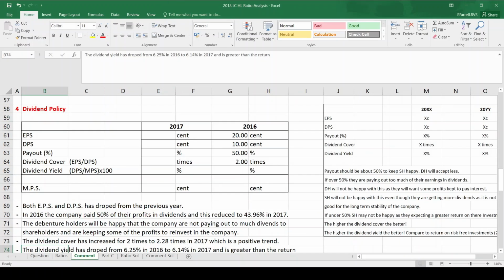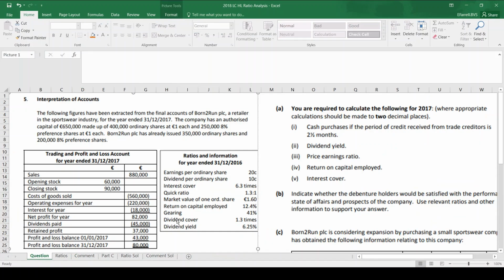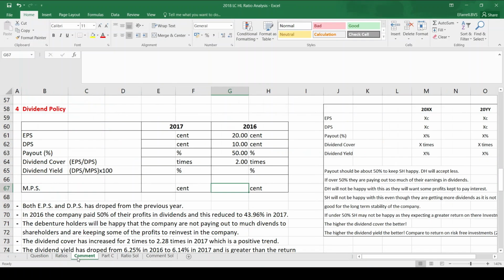And the dividend yield is the dividend per share, which is 10, divided by the market price per share. Now I'm just going to fill in the market price per share. So last year, the market price per share was €1.60. So the dividend yield is the dividend per share, which is 10, divided by the market price per share, which is 160. And to get it as a percentage, we multiply it by 100. So that works out to be 6.25%.